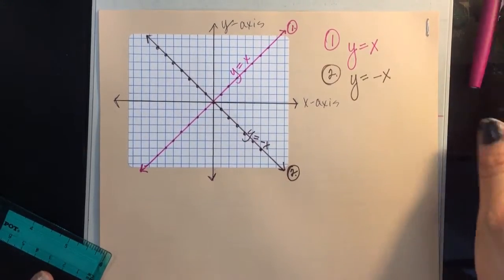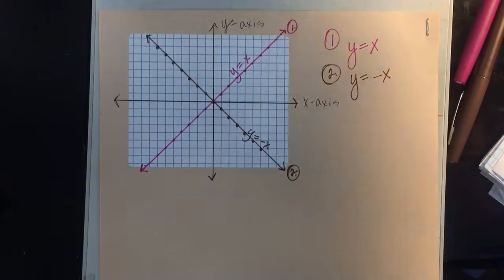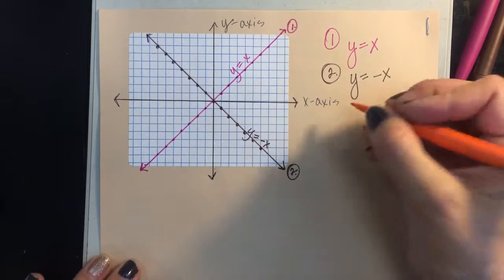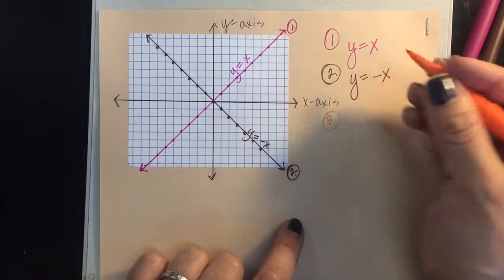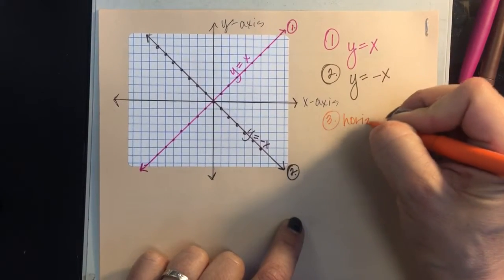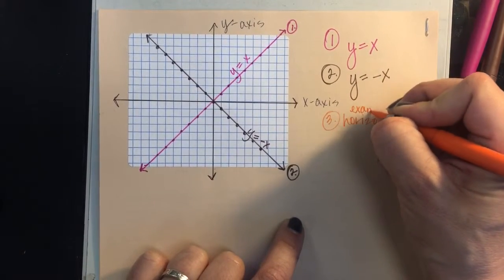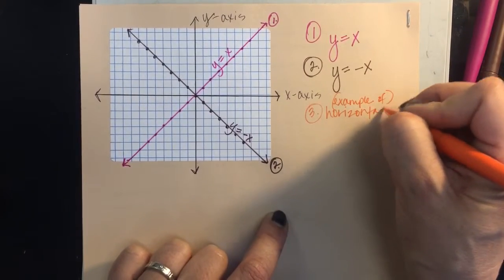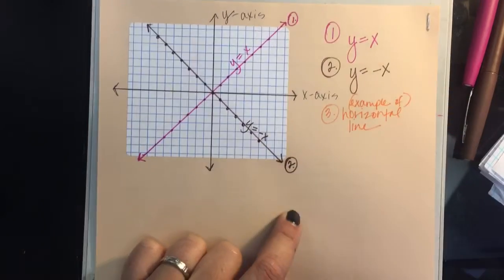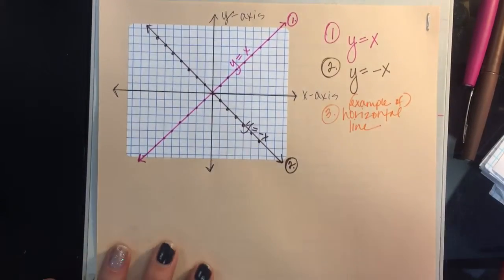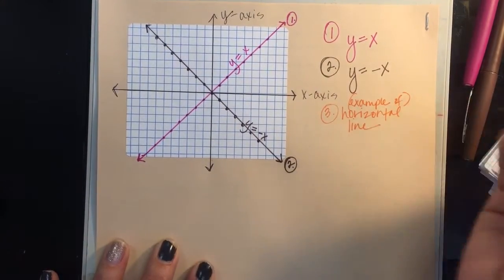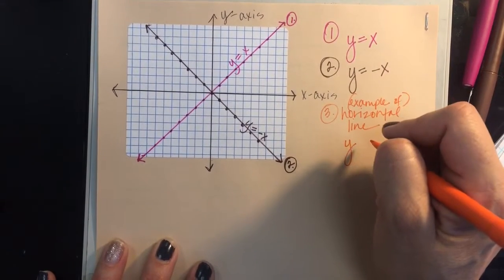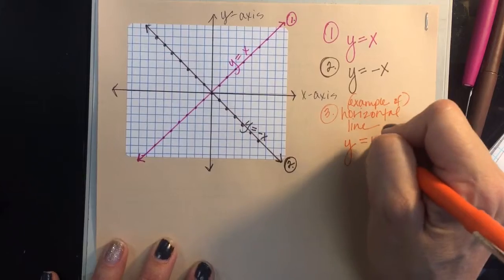Again, x-axis and y-axis are also going to be common ones that we're asked to reflect over. Now the third one that I'm going to put on here is going to be an example of a horizontal line, because horizontal lines always have an equation that is y equals some number. So my example, let me put on here y equals 5.